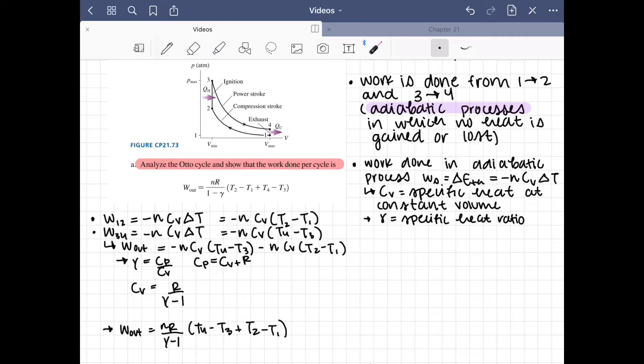So if we were to plug this in for the specific heat at constant volume, we would get that the total work done is equal to the number of moles times R divided by the specific heat ratio minus 1 times T4 minus T3 plus T2 minus T1, which is the same thing as this.